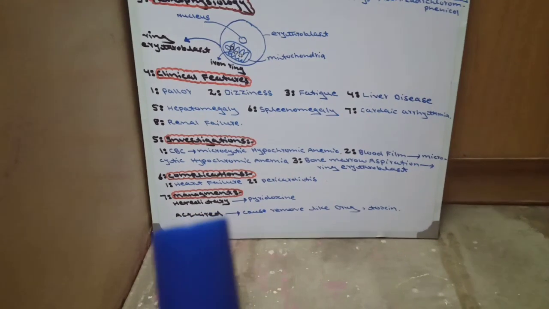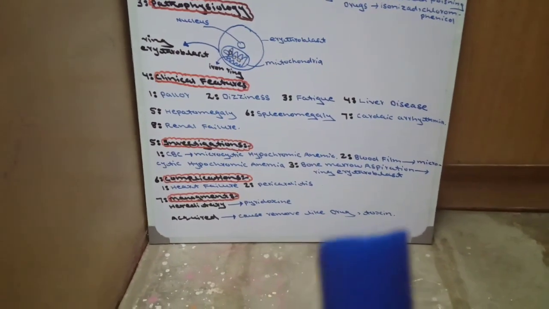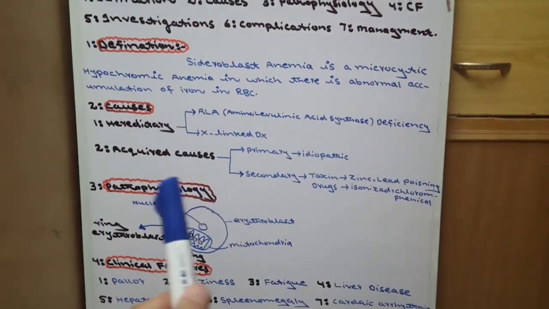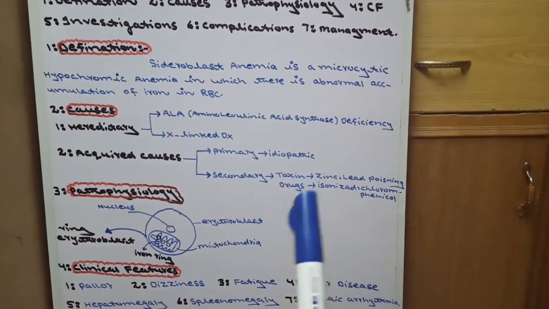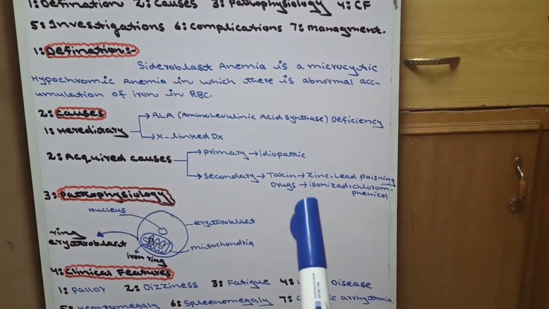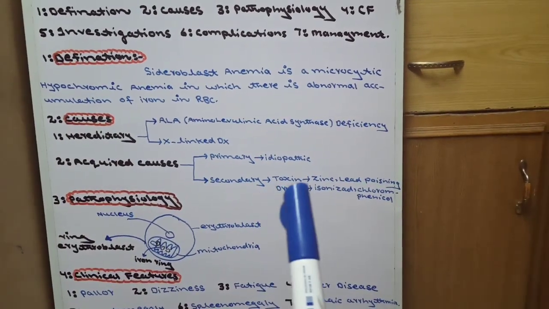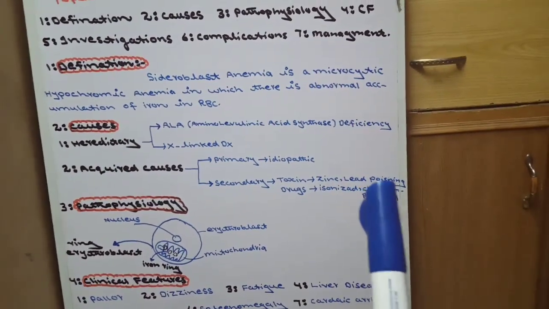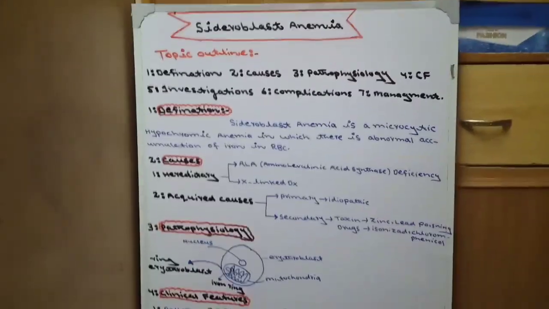Now last is management. In management, if the cause is hereditary, we give pyridoxine to the patient. Pyridoxine means vitamin B6. And if the cause is acquired, then we remove the cause, like drugs, isoniazid, chloramphenicol, and toxins like zinc and lead poisoning.